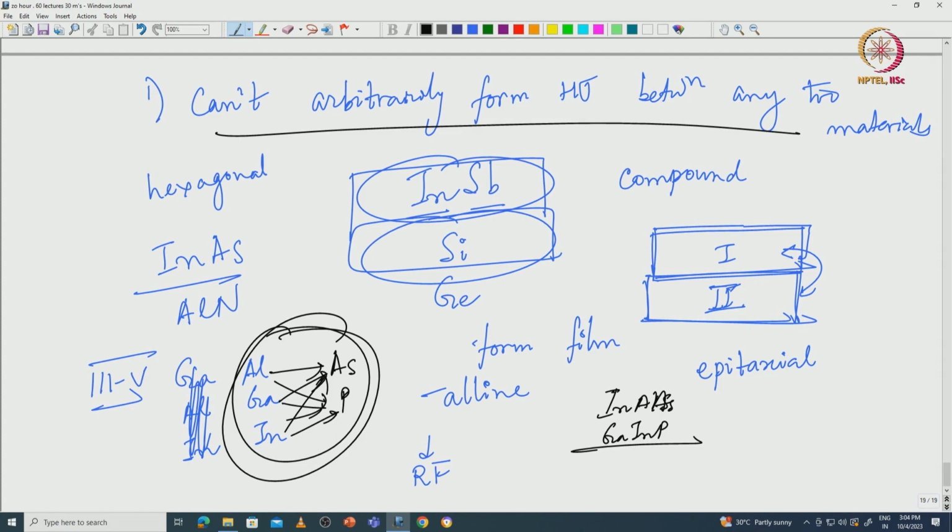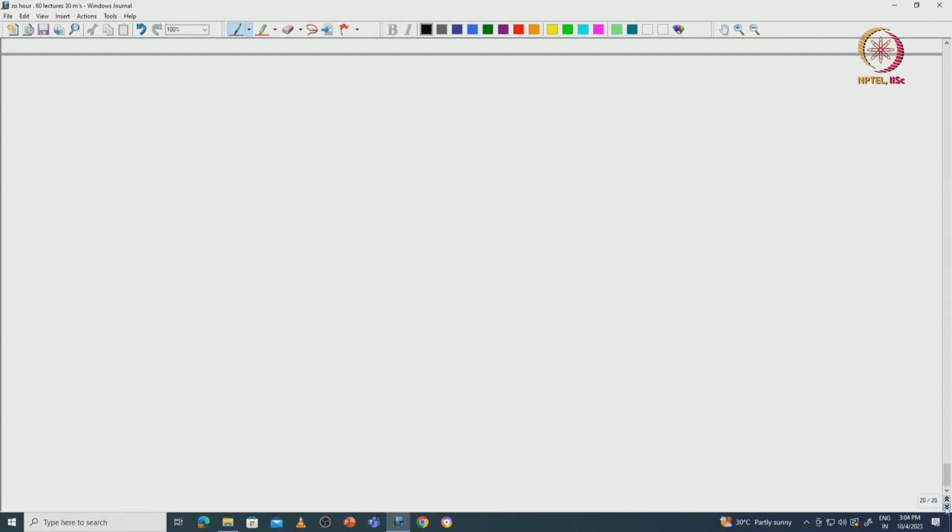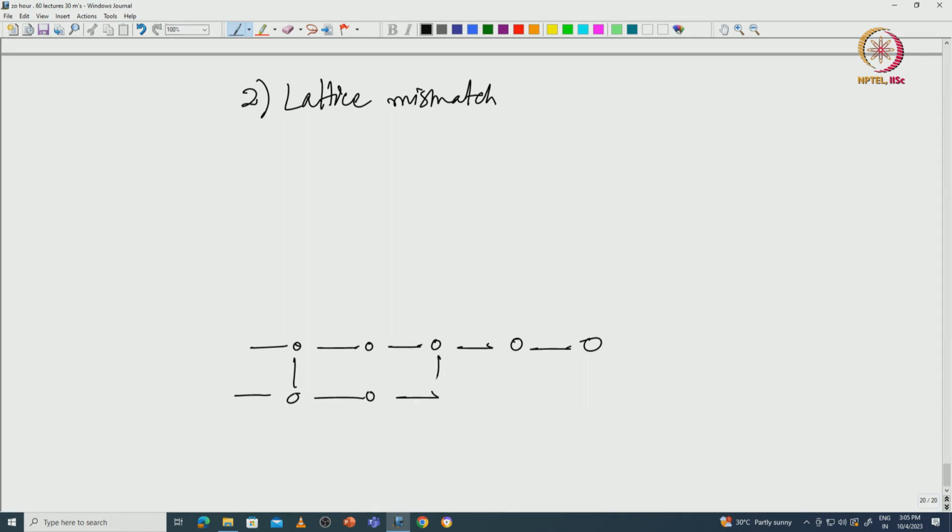But the point number 2, this is point number 1, the point number 2 that I am coming to is that there is something called lattice mismatch. Lattice mismatch basically means that when you have a material, suppose these atoms are the atomic arrangement of a material. I am just drawing a 2-dimensional simple schematic. The spacing between two atoms is called, say, A.